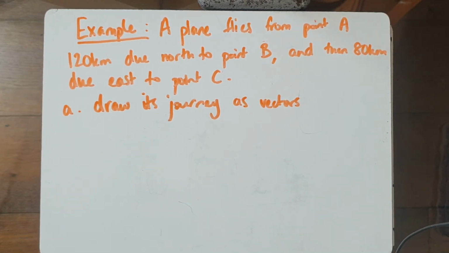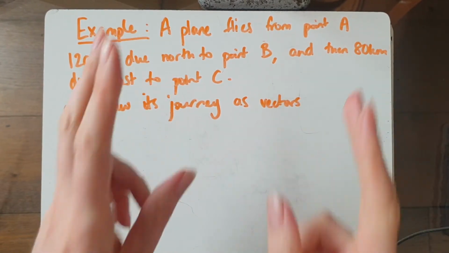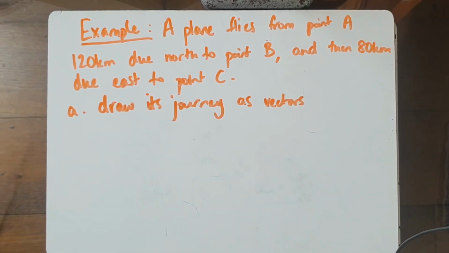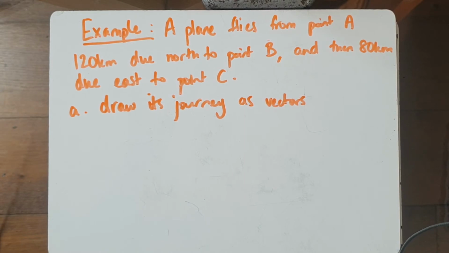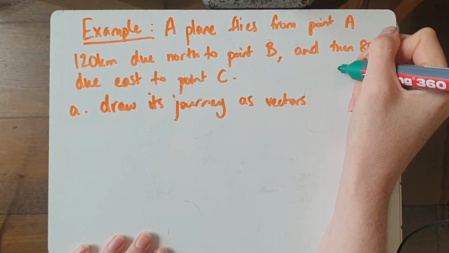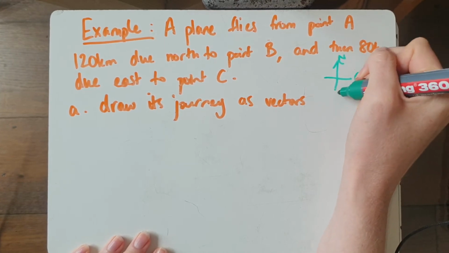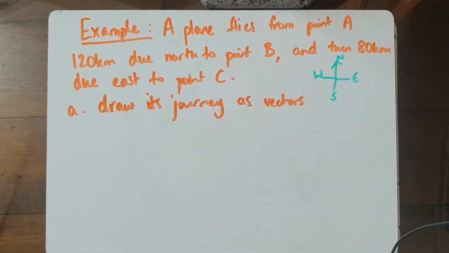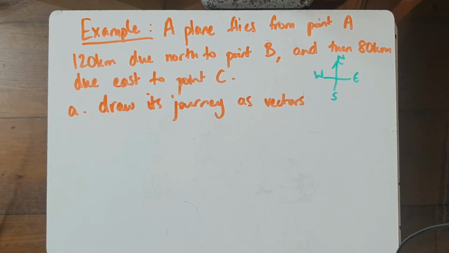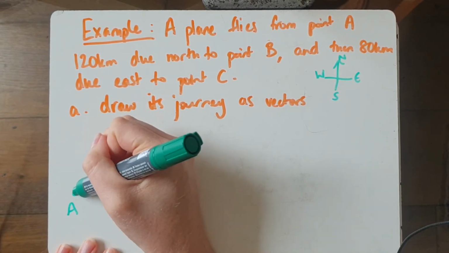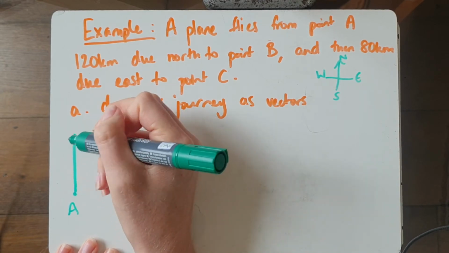Our next example is a real life scenario. A plane flies from point A 120 kilometers due north. Now in this type of question, just remember your compass. If it's due north, it means straight up. So we're starting from point A. Due north is going to be straight up like so.